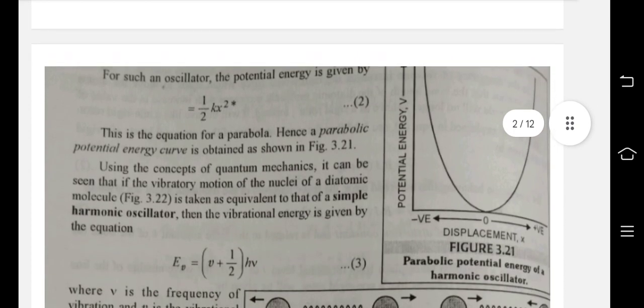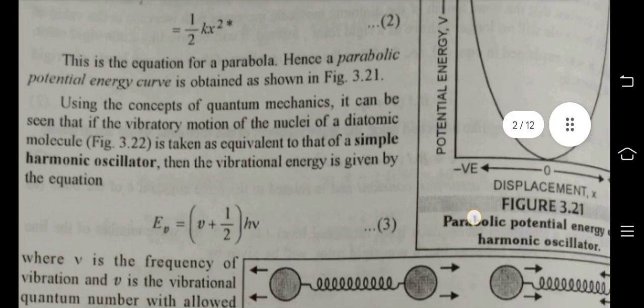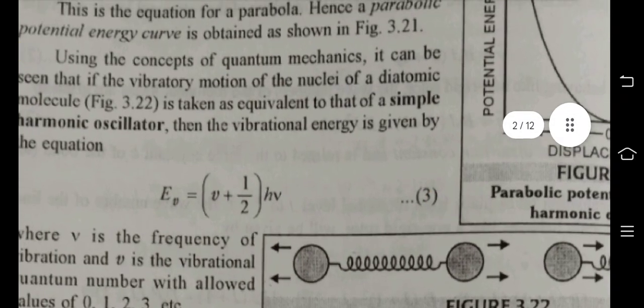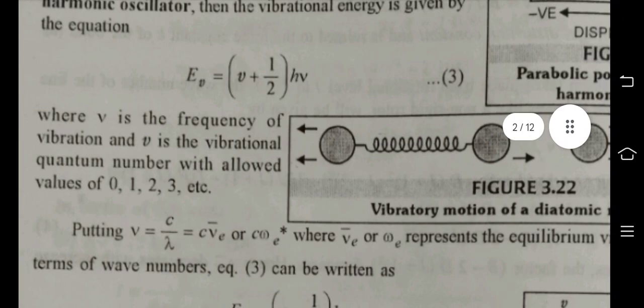For such an oscillator, the potential energy is given by half kx squared. This is the equation for a parabola. Hence, a parabolic potential energy curve is obtained. Using the concepts of quantum mechanics, it can be seen that if the vibratory motion of the nuclei of a diatomic molecule is taken as equivalent to that of a simple harmonic oscillator, then the vibrational energy is given by the equation E is equal to (v plus half) h nu, where nu is the frequency of vibration and v is the vibrational quantum number with allowed values of 0, 1, 2, 3.